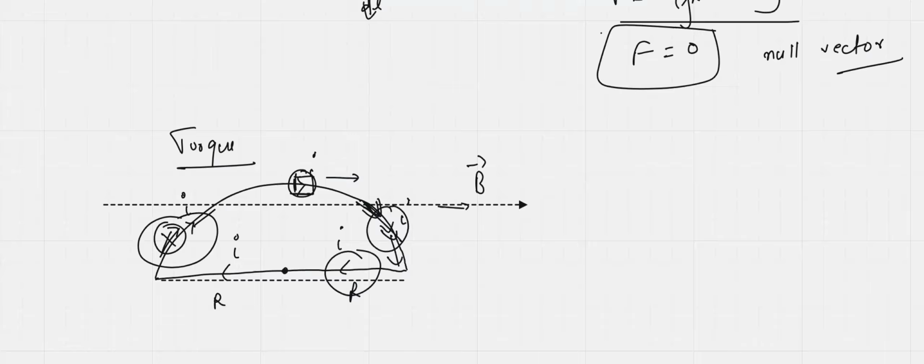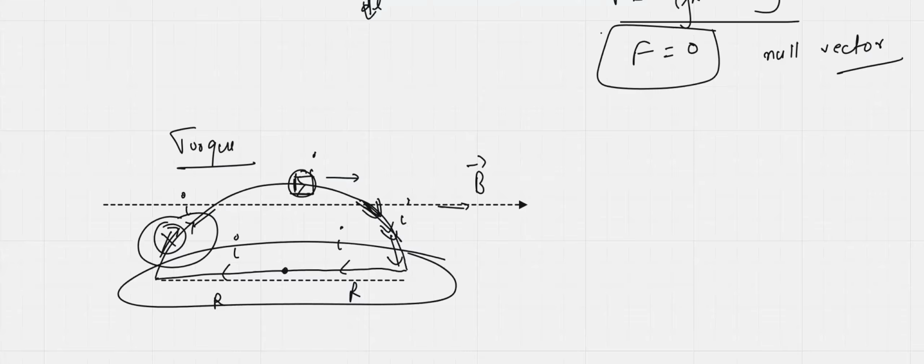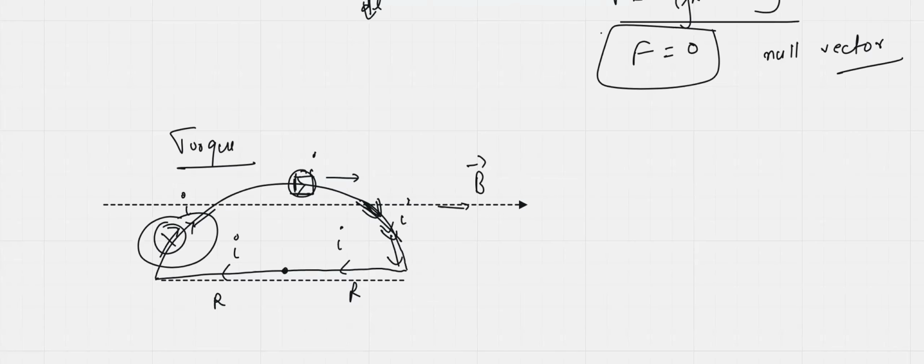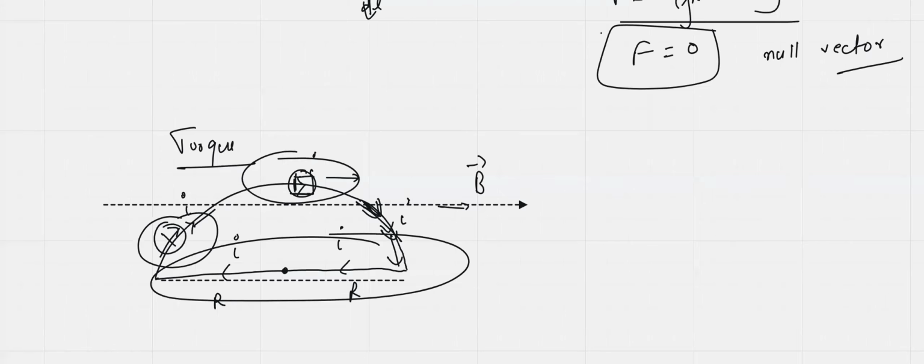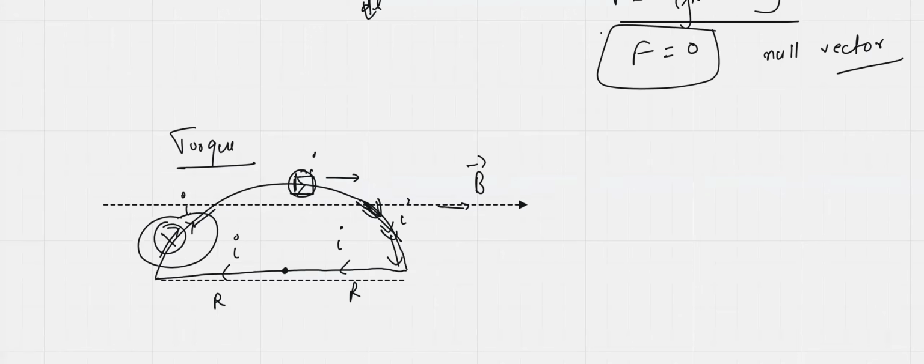If you see carefully, what about this part? This is anti-parallel. Anti-parallel means the angle is 180, and sine 180 comes out as zero. Understood? So the portion which is parallel to the field will provide zero force. The other two are going to provide force.